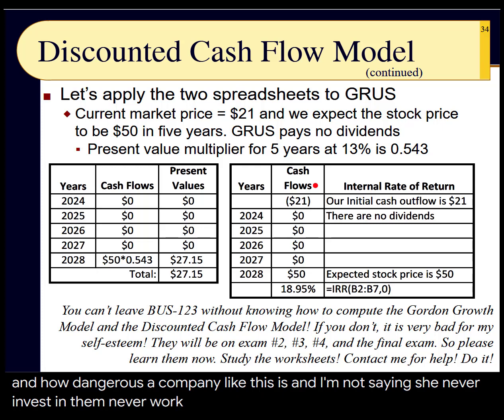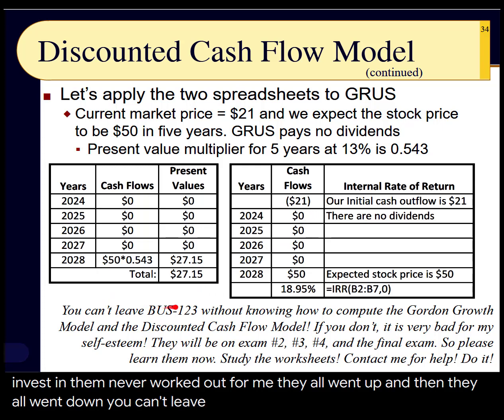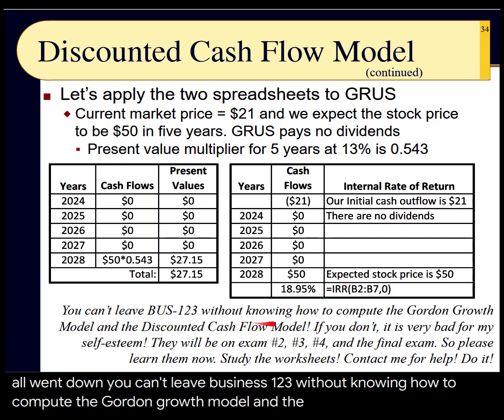Never worked out for me. They all went up, but then they all went down. You can't leave BUS123 without knowing how to compute the Gordon growth model and the discounted cash flow model.